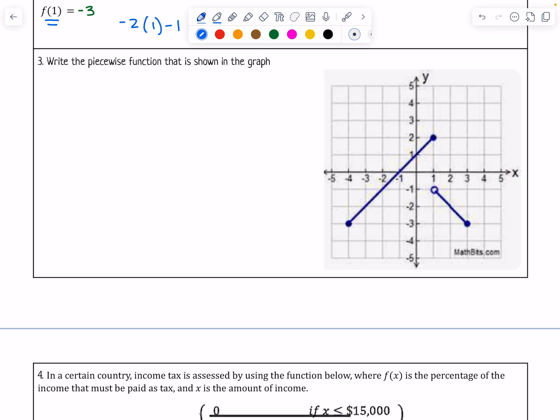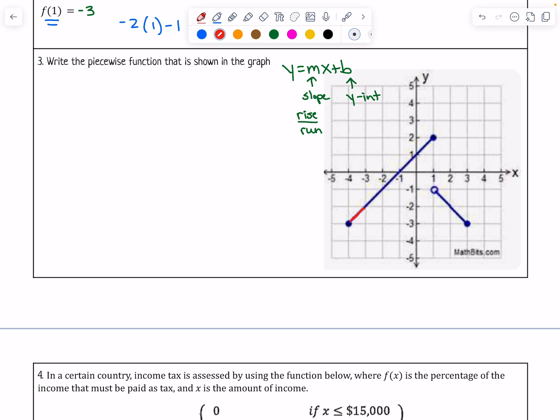Number 3 says to write the piecewise function that's shown in the graph. So writing it out, we want to think of linear, since these are just lines on my graph. Like linear form is y equals mx plus b. So I've got to figure out the slope, which is our m, which is the rise over the run for our graph, and then b is our y-intercept. So I'm focused on picking those 2 things out of these lines.